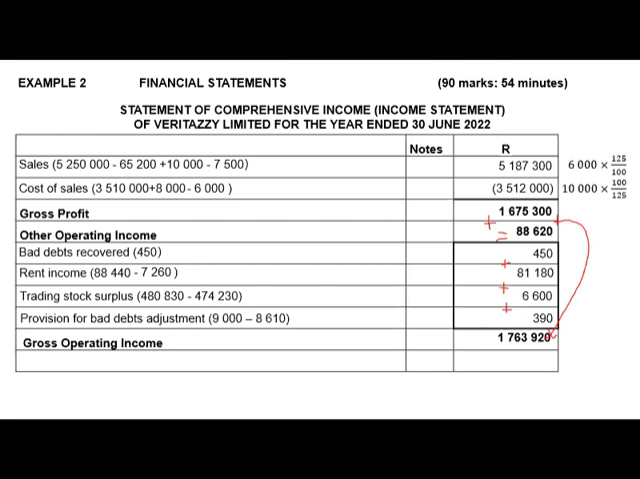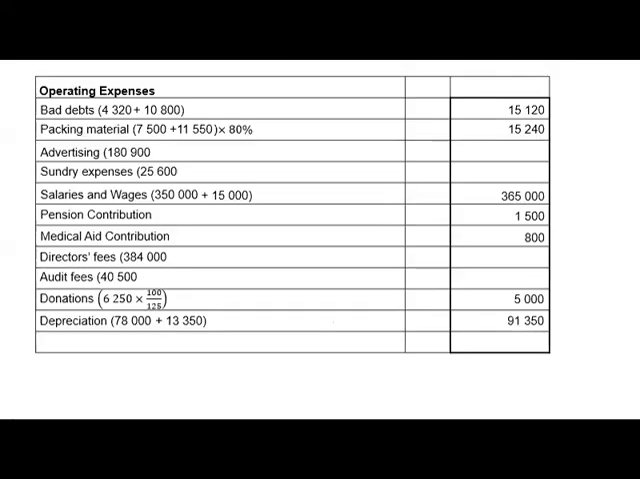For your operating expenses, let's see what you got. I will just close off advertising, sundry expenses, director's fees, as well as audit fees. Just write them because there's no adjustment that relates to those. It'll give me my operating expenses. Always put them in brackets.